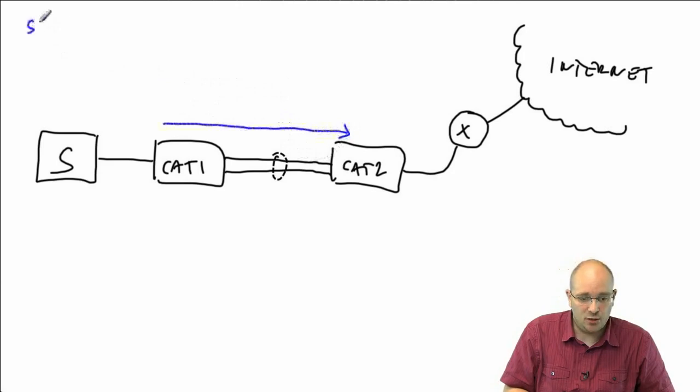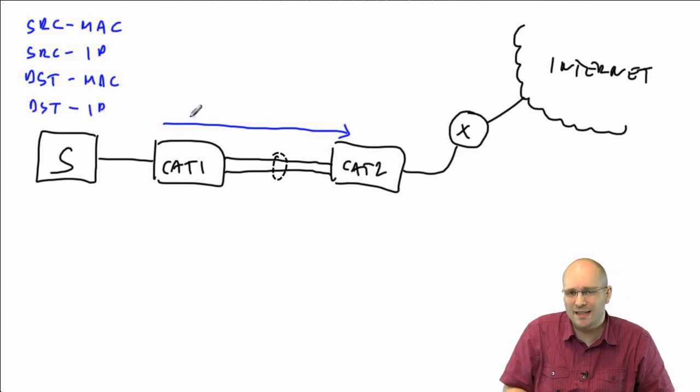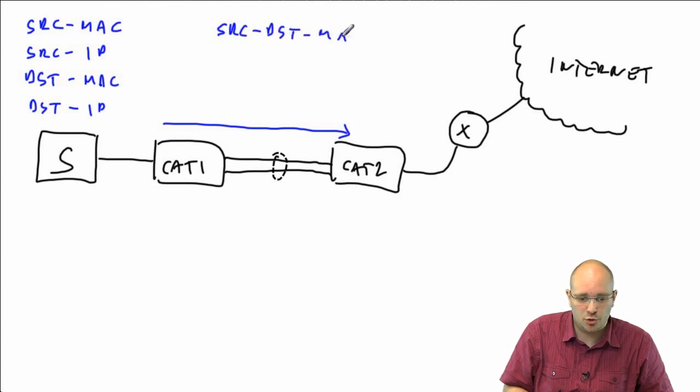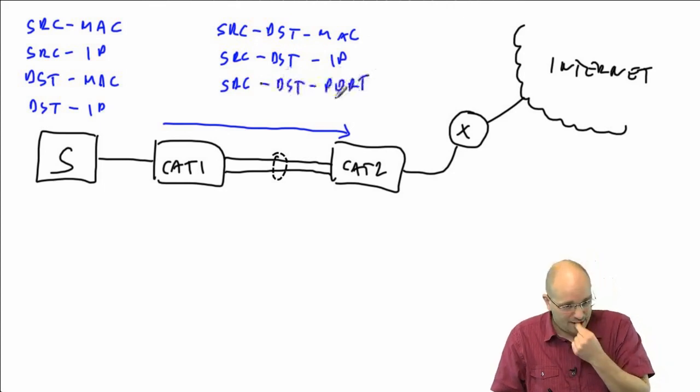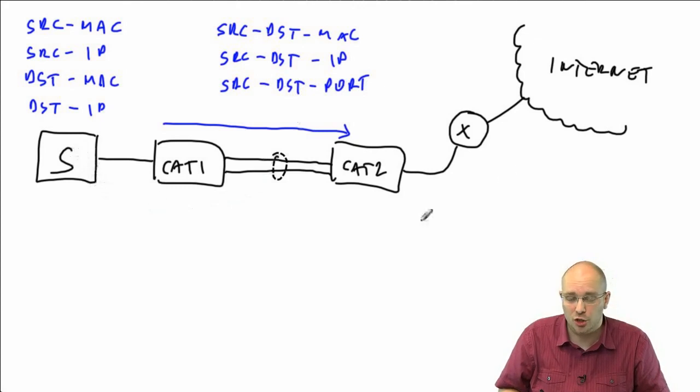We have the ability to use source MAC, source IP, destination MAC, destination IP. I used a slightly different order than in the previous example, but it doesn't matter. It's the content that matters, not the order of things. And more complex ones, I'm going to have source destination MAC, source destination IP, and finally source destination port. So let's take a look at the traffic going from server to the internet.